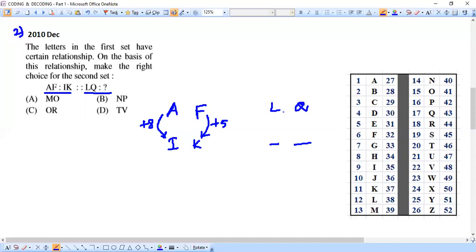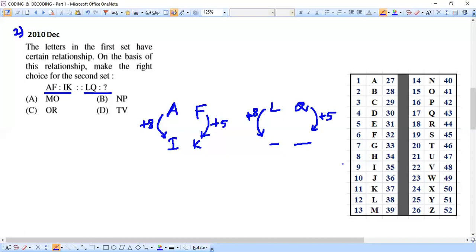I have LQ, right? So we have this L. To get this first letter, we need to do the same thing how we did here, right? Here the first letter, they are just doing +8. Second letter, they are doing +5. Let's do the same thing. First letter +8. And here, the second letter +5. Let's do this. We can get the answer.